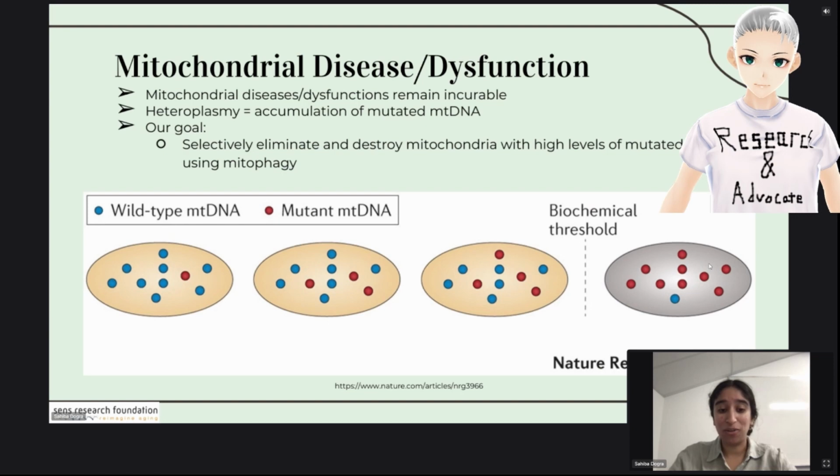Dysfunctional mitochondria are heteroplasmic, meaning that they contain a mixture of mutated mitochondrial DNA, or mtDNA, and normal mtDNA. As the level of heteroplasmy increases beyond a certain threshold, disease phenotypes become present. Therefore, selectively eliminating mutated mtDNA offers a promising approach to therapeutics for mitochondrial disease. Our lab in particular seeks to use the cell's mitochondrial destruction system, also known as mitophagy, to selectively eliminate mutated mtDNA and improve mitochondrial function.